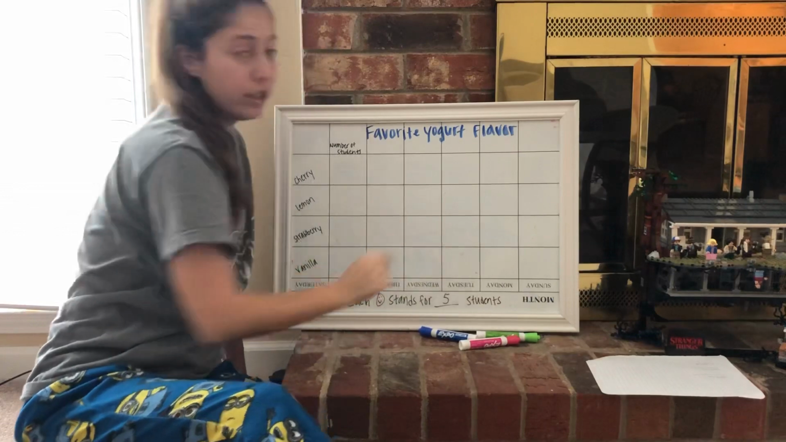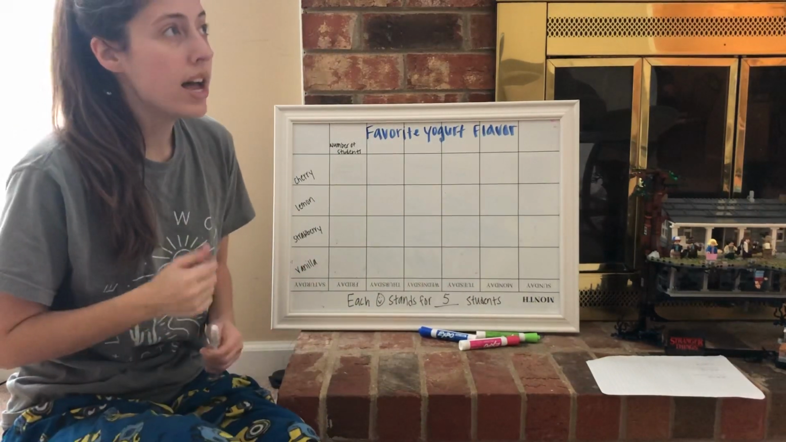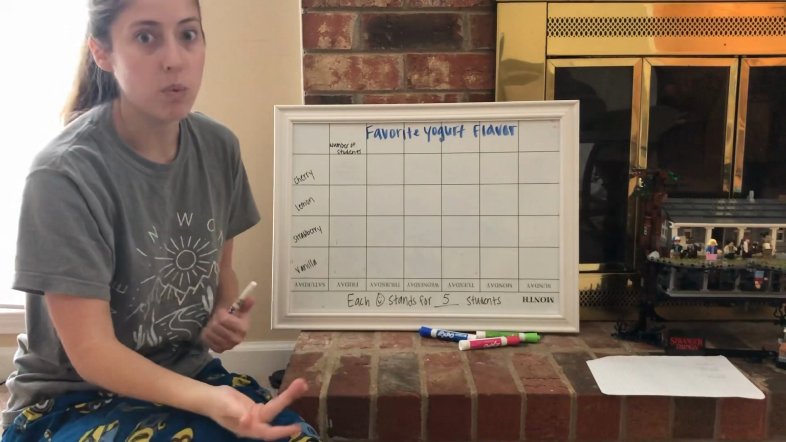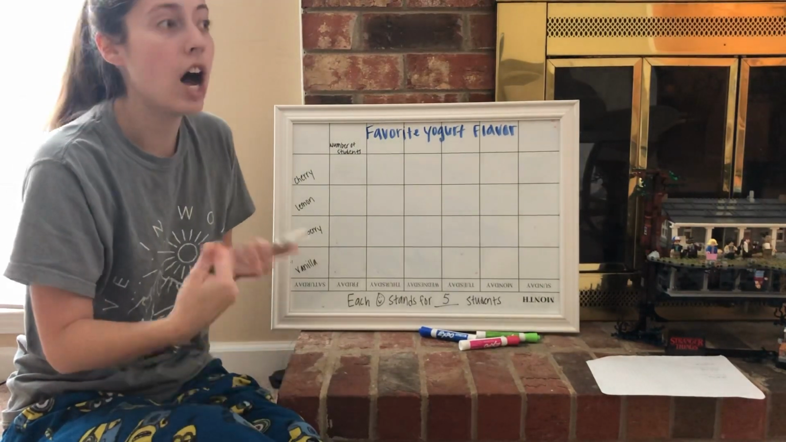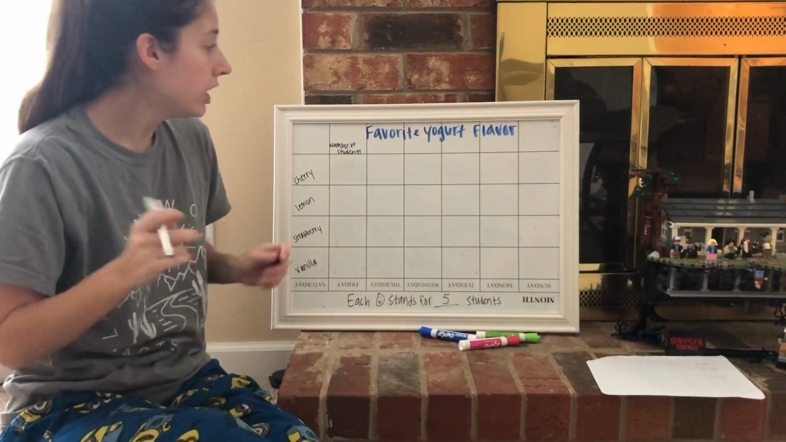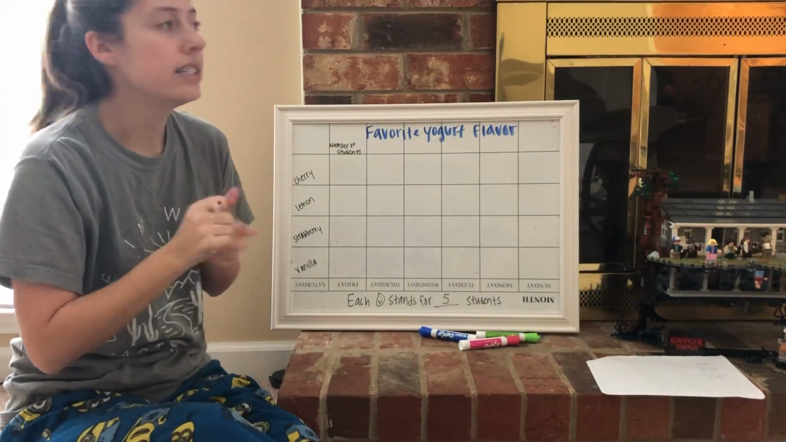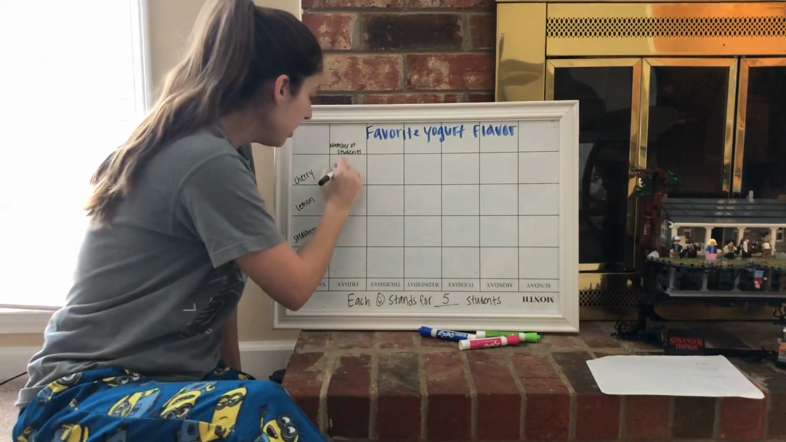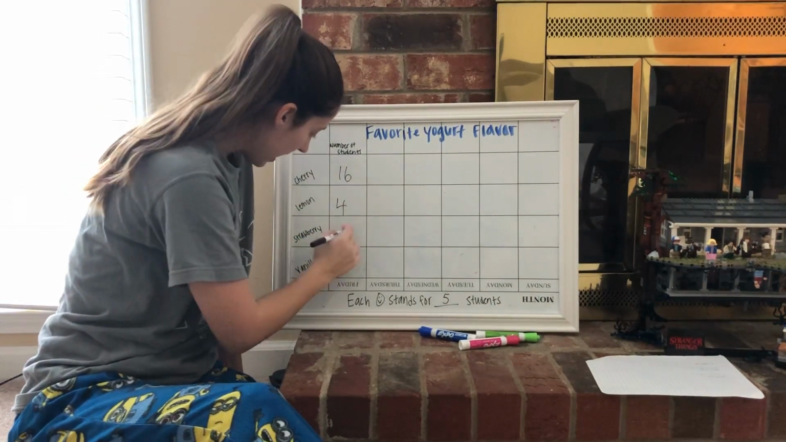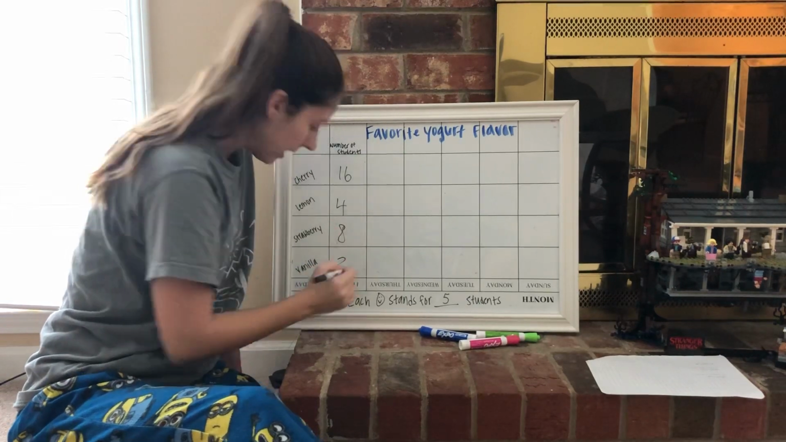So I have a question for you. Why is a scale of 1 harder than creating a scale of more than 1? Why would I not want to use my scale as 1? Think about that. So my new data consists of, let's say, 16 people like cherry, 4 like lemon, 8 like strawberry, and only 2 like vanilla.